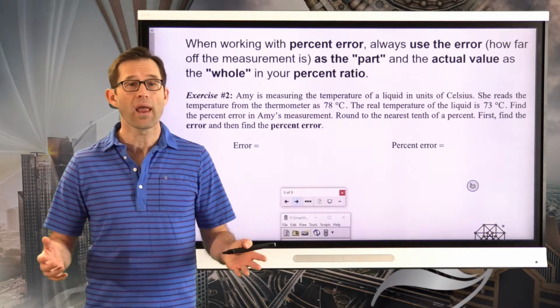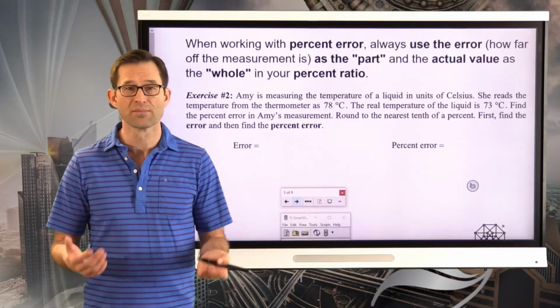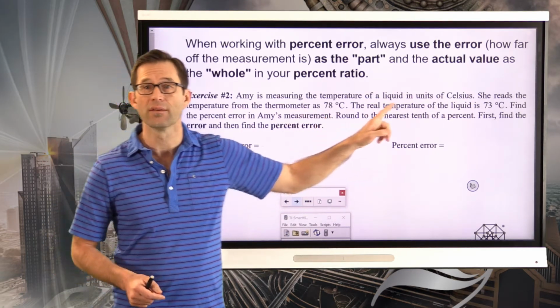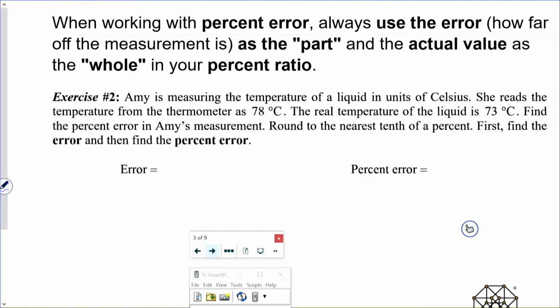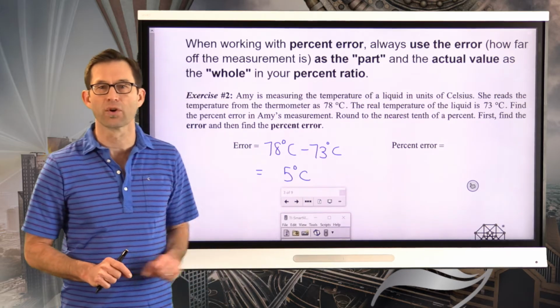All right, so the error is simply how far off we are. And that is always going to be some subtraction problem. So in this case, 78 minus 73. Simple enough, right? So our error, she got 78 degrees. It should have been 73 degrees. She was off by 5 degrees Celsius. That's Amy's error.